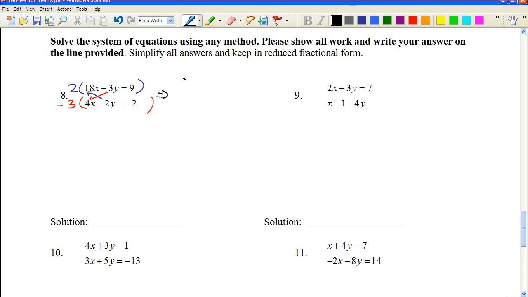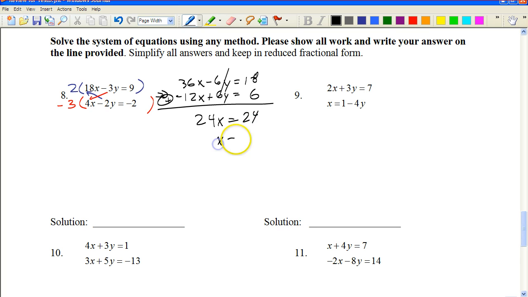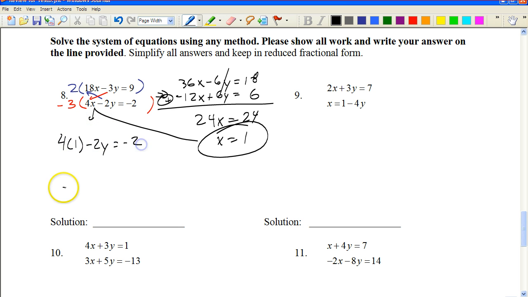So 18 times 2 is going to be 36. x minus 6y equals 18. Now we're going to distribute the negative 3, so it's going to be negative 12x plus 6y equals 6. We're going to add those. Notice how those are going to drop out. So we're going to get 36 minus 12, which is going to be 24x. And then we're going to do 18 plus 6, which is going to be 24, and we get x equals 1. After we do that, we put it in one of the originals that we think is going to be the easiest. I think the second one's going to be the easiest. It doesn't really matter, though.